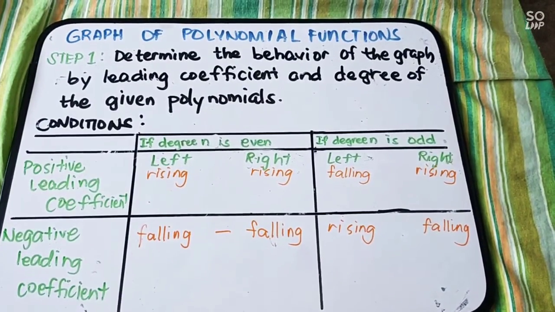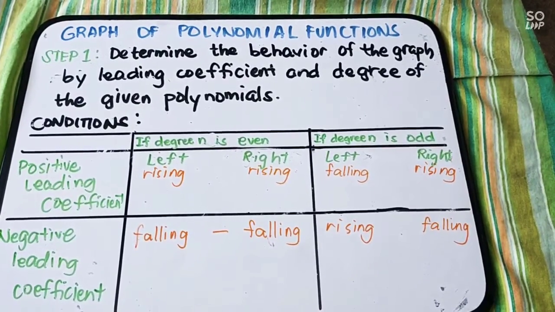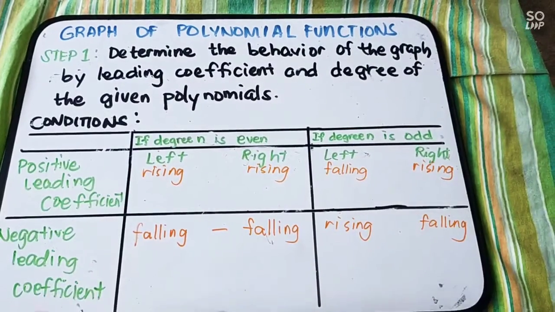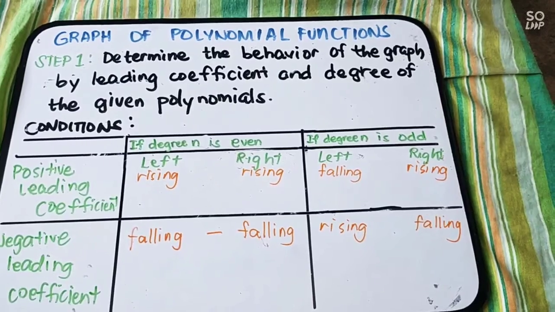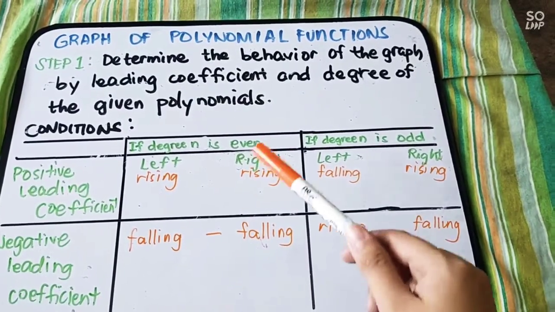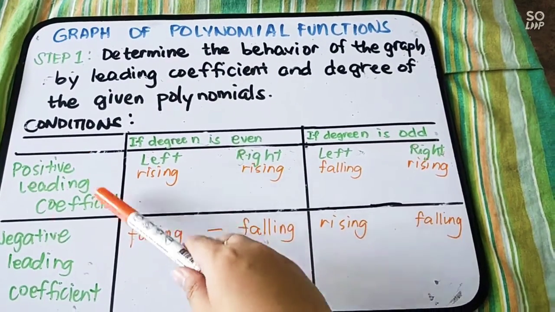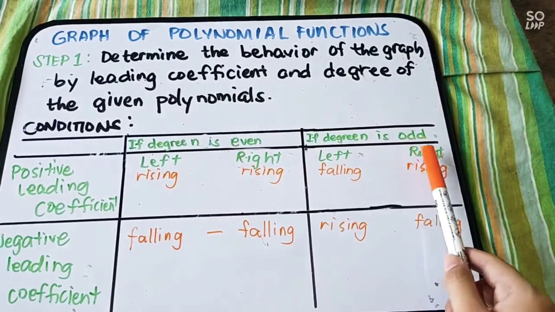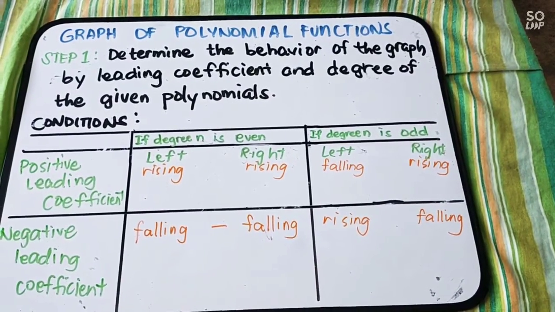We have here a summary of conditions. We are going to determine if the leading coefficient is positive or negative, and for the degree of the polynomial, we are going to determine if it is even or odd. That's all: for the leading coefficient, if it is positive or negative; for the degree, if it is even or odd. Okay? So, here's the condition.